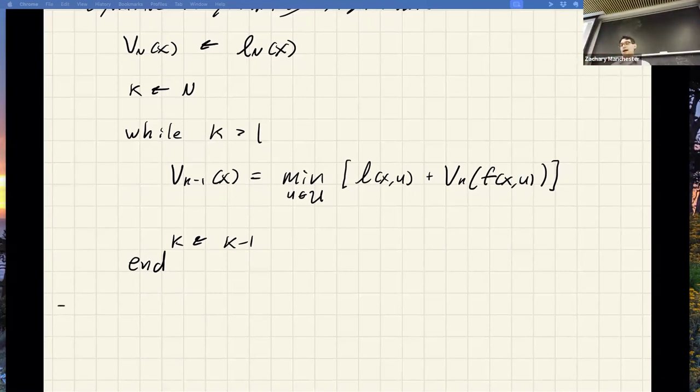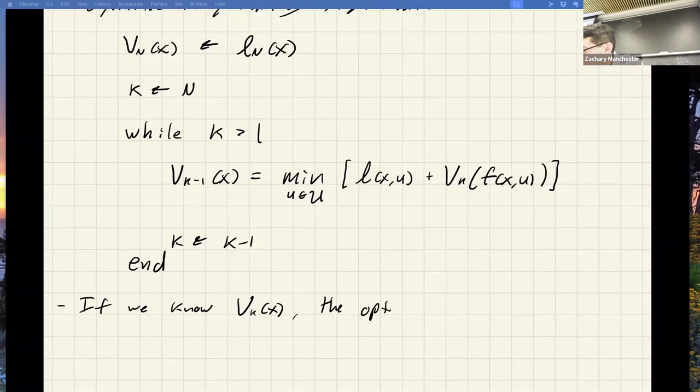If you somehow magically know the cost to go for a given problem, and this is getting into where the V's are useful for other things. If you know the cost to go, there's a sense in which knowing V of X encodes everything there is to know about an optimal control problem. If you have V, you have everything. You've solved the problem. And this is kind of why.